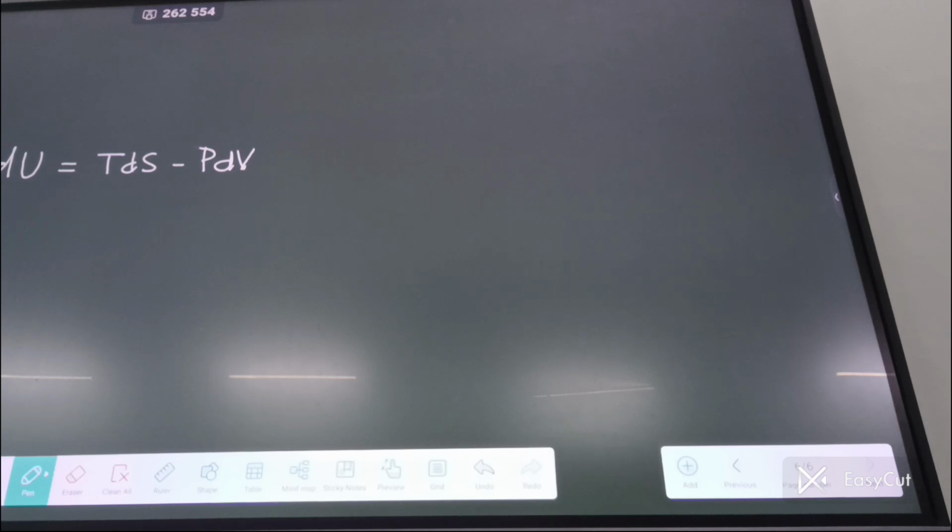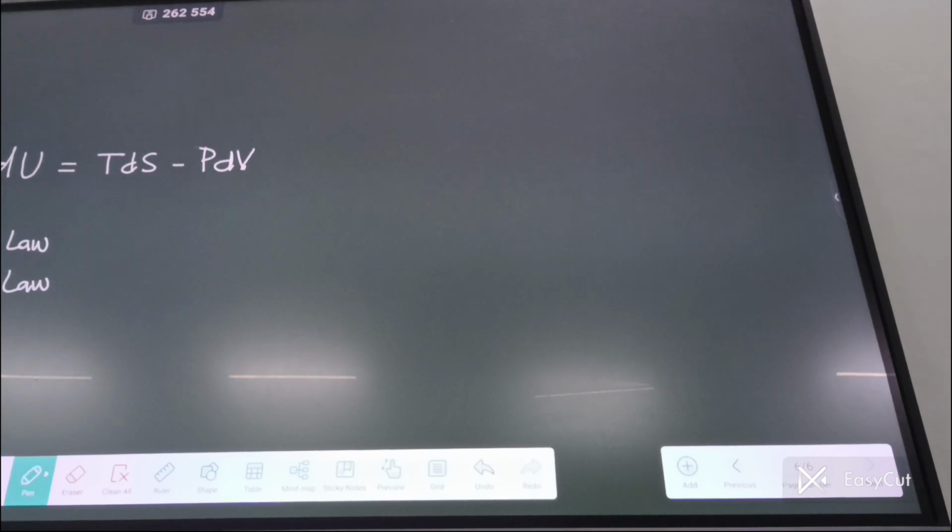This equation, what can you say? It is which law? It is the first and second law combined. First law and second law. What does the first law say?